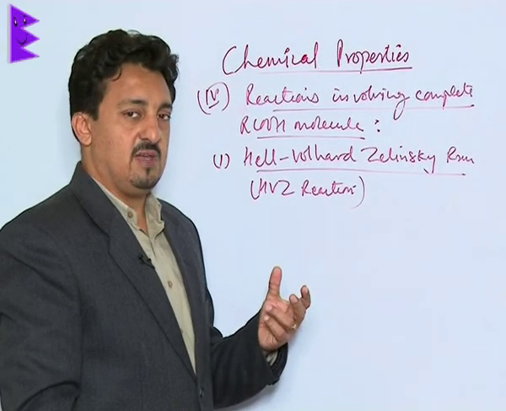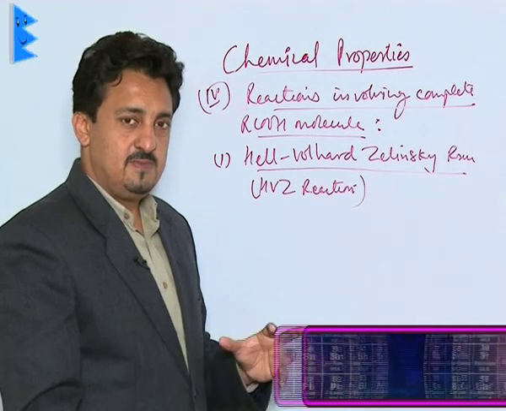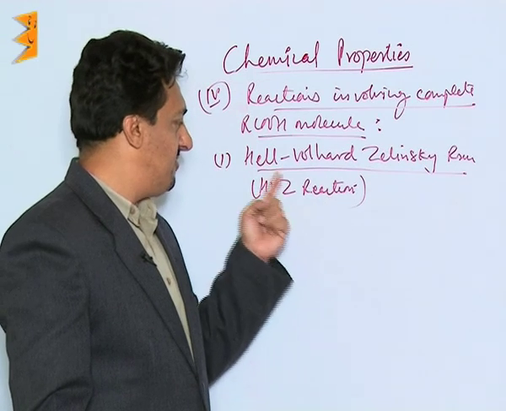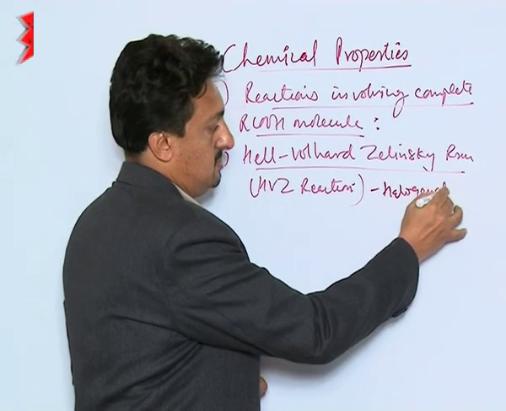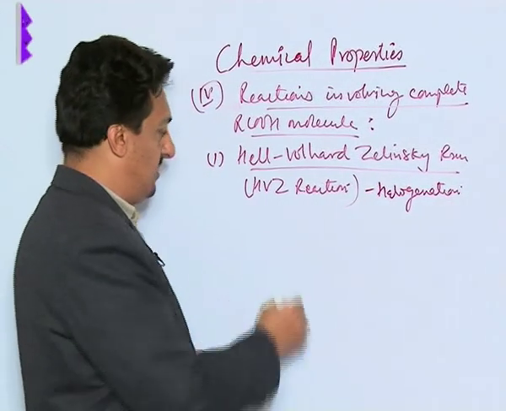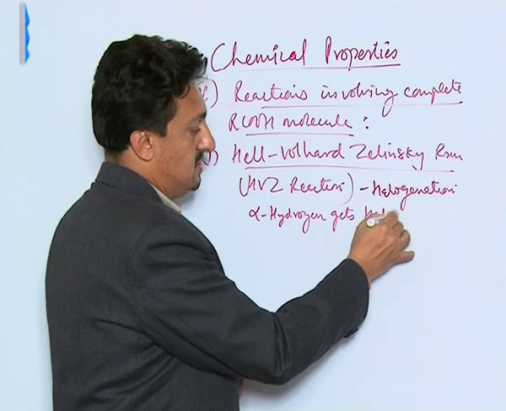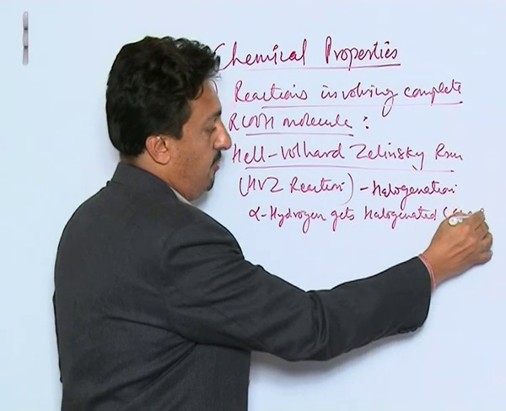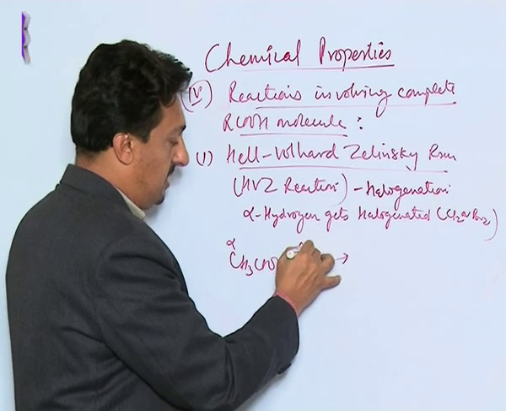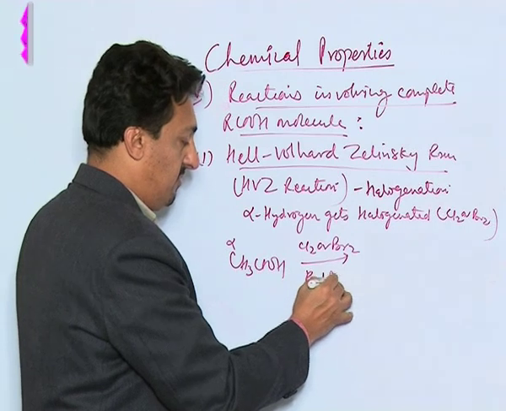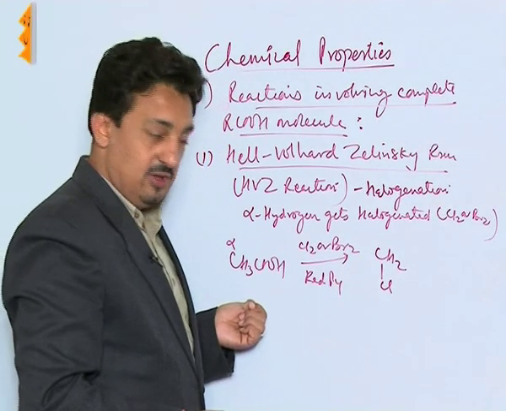The fourth category of reactions of carboxylic acids are the reactions involving the complete molecule of COOH. So the whole molecule will be involved. And the first in the category is your HVZ reaction, which is called Hell-Volhard-Zelinsky reaction. It is basically halogenation of aliphatic carboxylic acids. So any aliphatic carboxylic acid with alpha hydrogen gets halogenated, mainly chlorinated or brominated. So when any carboxylic acid with alpha hydrogens is reacted with chlorine or bromine in presence of red phosphorus, followed by hydrolysis, results in what? The alpha hydrogen gets substituted by chlorine and we get this.